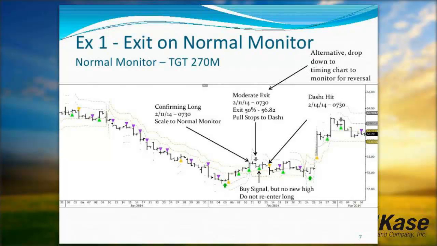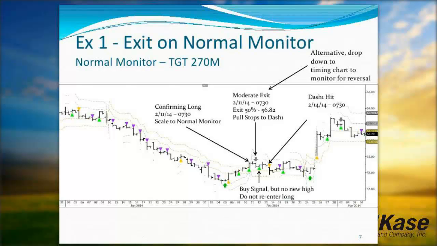So that's exactly what we do. We get a confirming long signal here, so we're on the normal monitor. We see this moderate exit, so that would tell us that we could take 50% of our profit and pull our stop level into level 1. We do that. We actually hit the dash here, dash 1, and we get out of the other 50%. And then we moderate from that point.